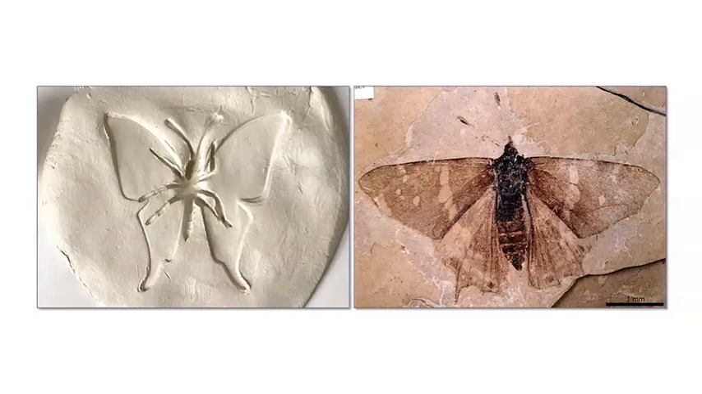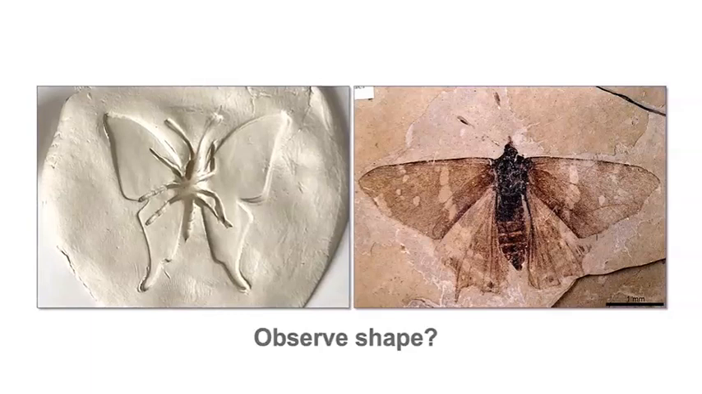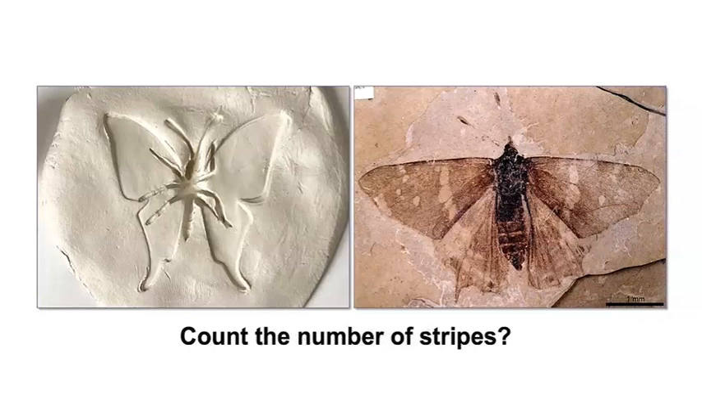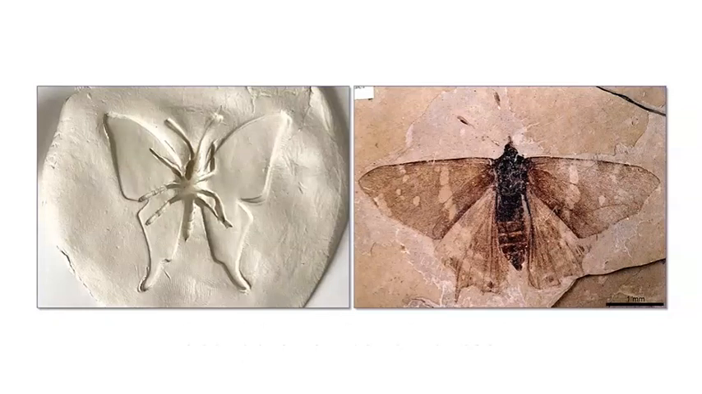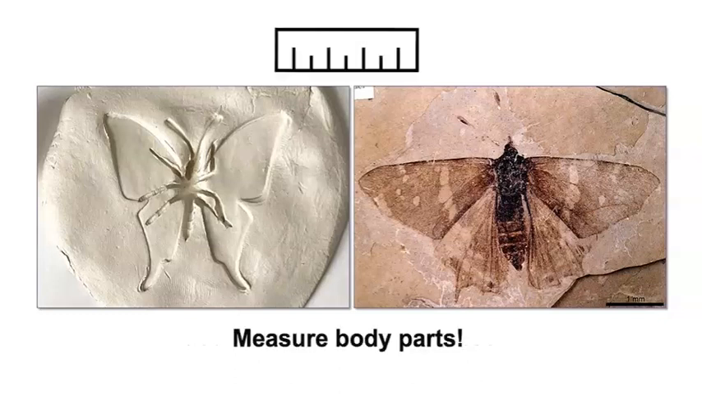So, what information can we gather to determine whether the same butterfly formed both the real fossil and the fossil model? Maybe we can observe the shape. Or maybe we can count the number of stripes on the wings and compare them. Oh, I have an idea. Let's measure different parts of the butterflies to see whether the measurements are the same. Scientists often collect data such as measurements to learn more about what they are studying. Let's learn more about our real butterfly fossil and our butterfly fossil model.